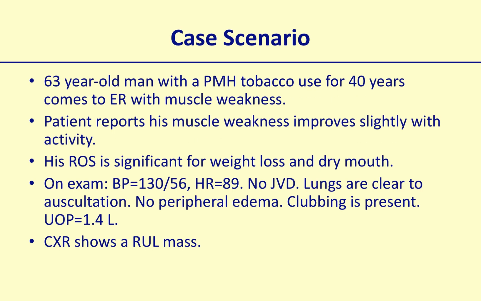We're going to start with the case scenario. This is a 63-year-old man with a past medical history of tobacco use for 40 years who comes to the emergency room with muscle weakness. The patient reports his muscle weakness improves slightly with activity. His review of systems is significant for weight loss and dry mouth. On exam, blood pressure is 130/56, heart rate is 89, there is no jugular venous distension, lungs are clear to auscultation, there is no peripheral edema, however there is clubbing present, and the urine output is about 1.4 liters per day. The chest x-ray shows a right upper lobe mass.